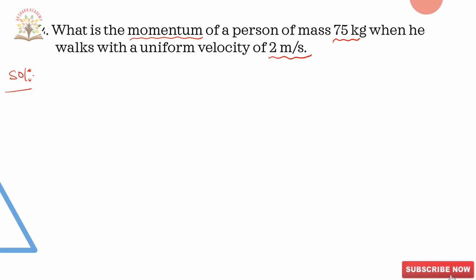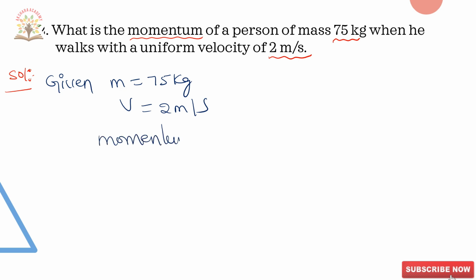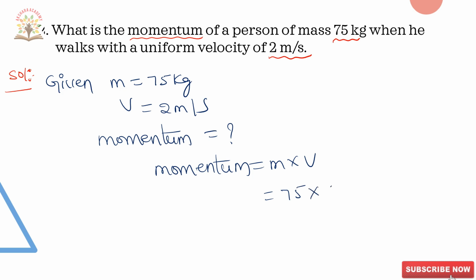Given mass m is equals to 75 kilograms and the given velocity v is equals to 2 meters per second. Momentum is equals to question mark. We have to calculate momentum. Momentum is equals to mass into velocity. They given as mass 75 kilogram and velocity 2. 75 into 2, 150 kilogram meters per second.